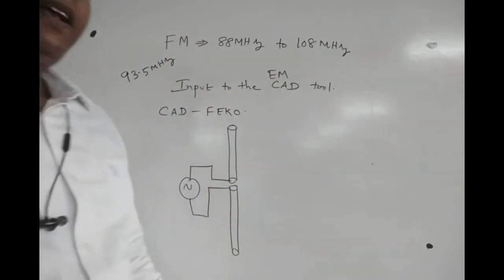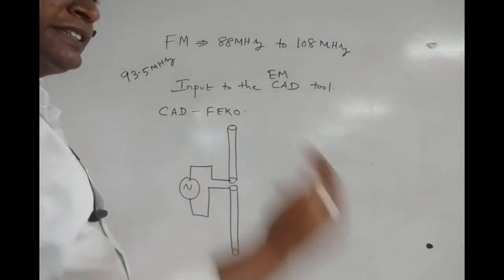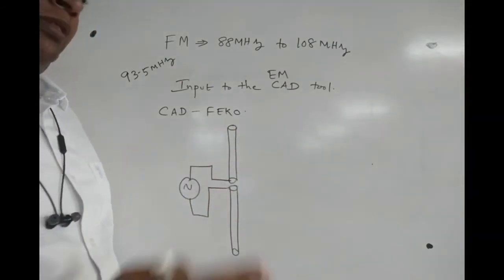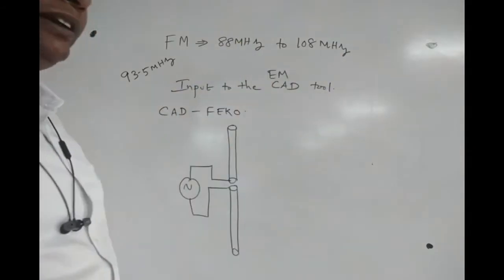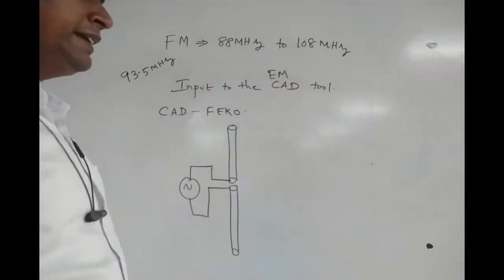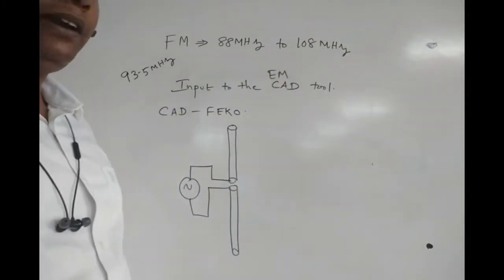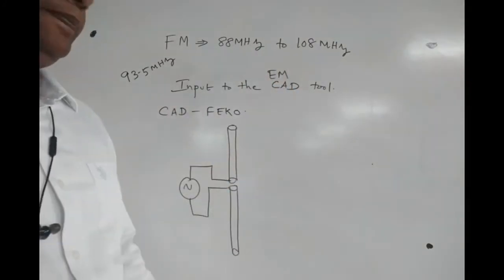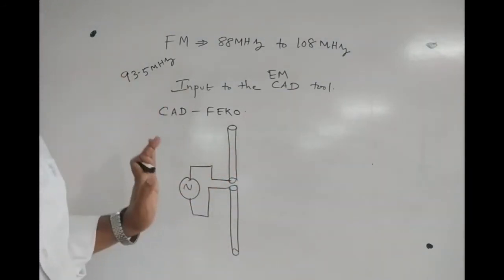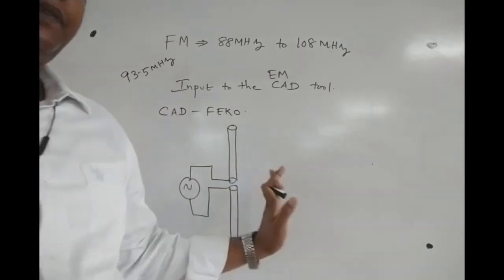I am going to see the 3D radiation pattern of this antenna. How the antenna radiates, that I am going to see in the three-dimensional view. All those things I am going to do with the CAD tool. That is our simulation part. Now we are in the design part. As of now, we have designed the half-wave dipole antenna, and we are ready with the dimensions.